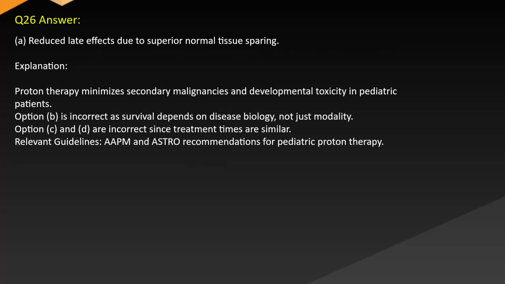Answer: A. Reduced late effects due to superior normal tissue sparing. Explanation: proton therapy minimizes secondary malignancies and developmental toxicity in pediatric patients. Option B is incorrect as survival depends on disease biology, not just modality. Options C and D are incorrect since treatment times are similar. Relevant guidelines: ASTRO and ESTRO recommendations for pediatric proton therapy.